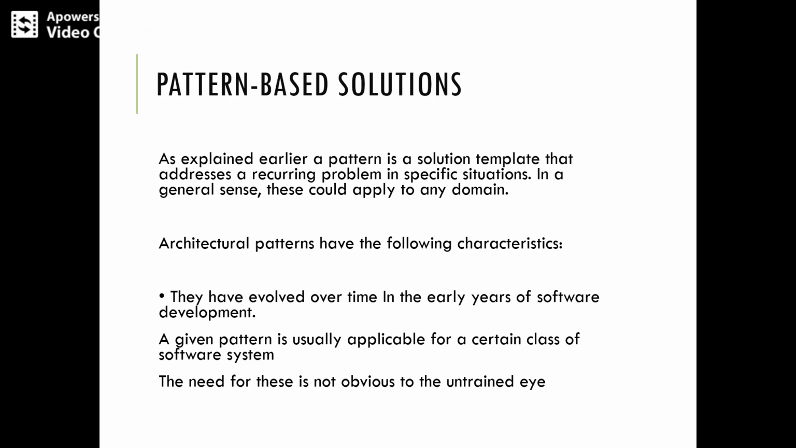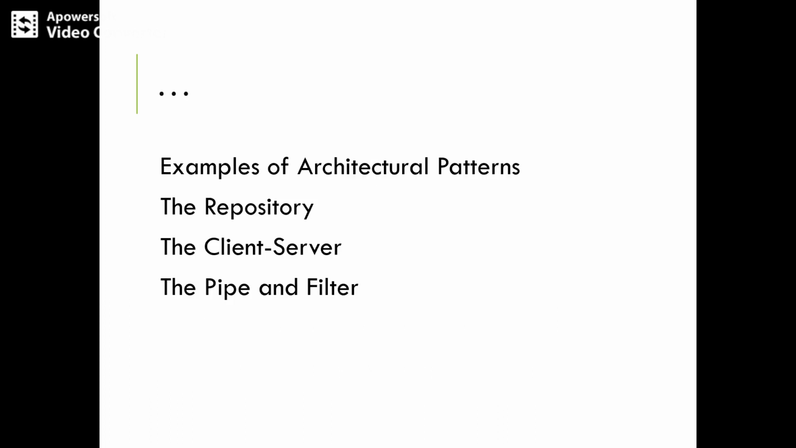Next, in the pattern based solution, a lot of examples will be given, so we could discuss them. Examples of architectural patterns are: the first one is the repository, the second one is client server, and the third one is pipe and filter. Here the first one, the repository, is one example of this architectural pattern.